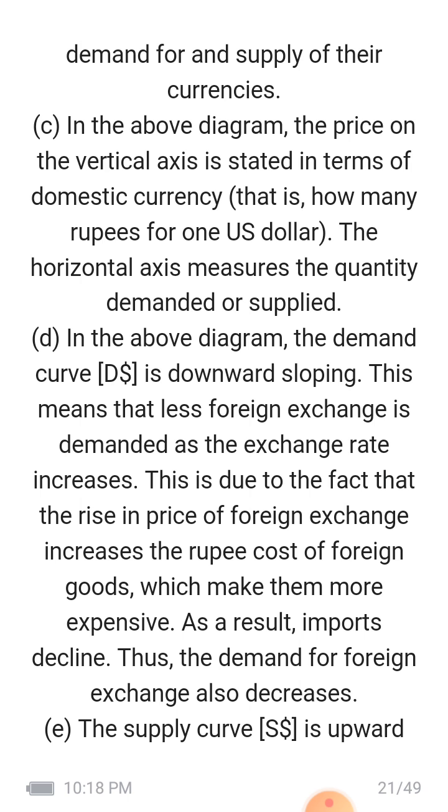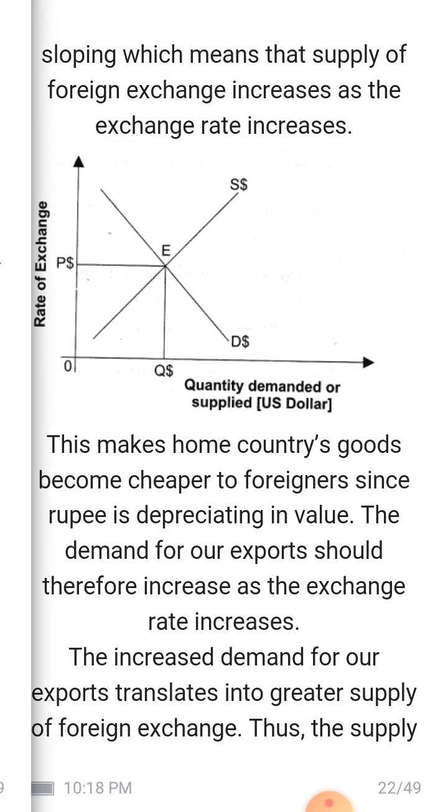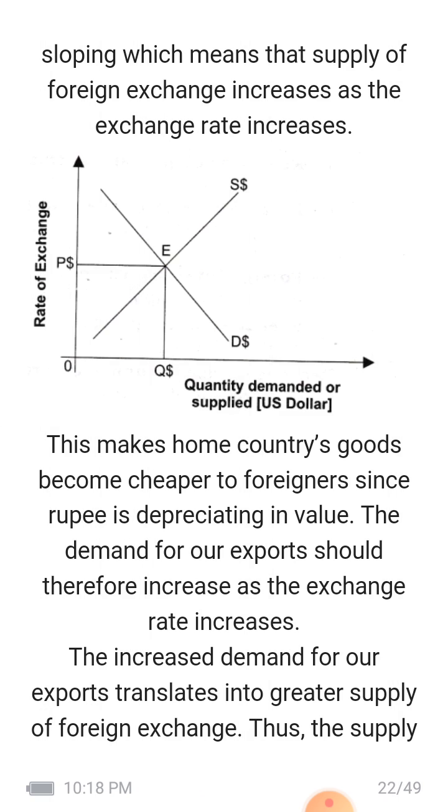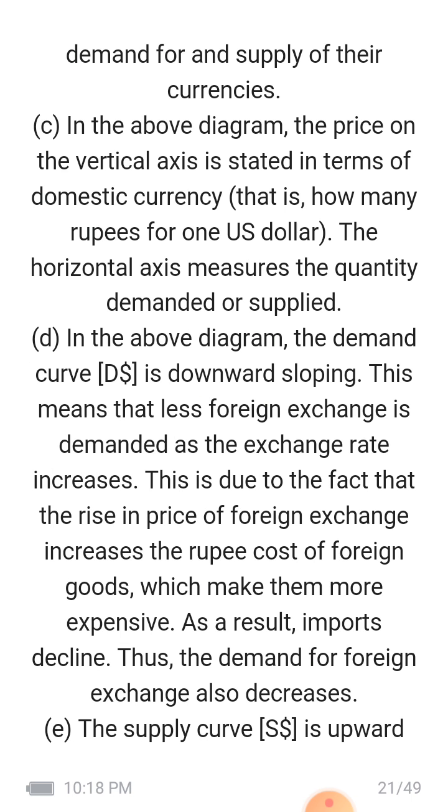On the vertical axis, the price is given, and this is the horizontal axis. The rate of exchange is given, and the quantity demanded or supplied in US dollars. Here the domestic currency is how many rupees for 1 US dollar. The horizontal axis measures the quantity demanded or supplied. There is the exchange rate.